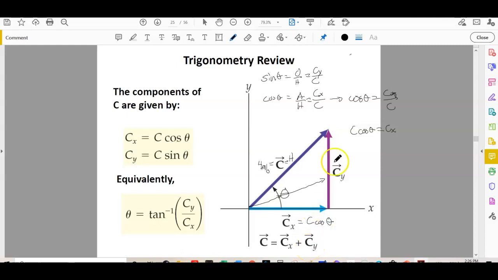All right? And you're going to do the same thing for the CY vector. If you want to get what this vector is in terms of the hypotenuse and theta, well, sine of theta is going to be equal to CY over C. And then multiply both sides by C, and you get C sine of theta is equal to CY. So now you have what CY is equal to in terms of C and theta. It's going to be C sine of theta. All right?